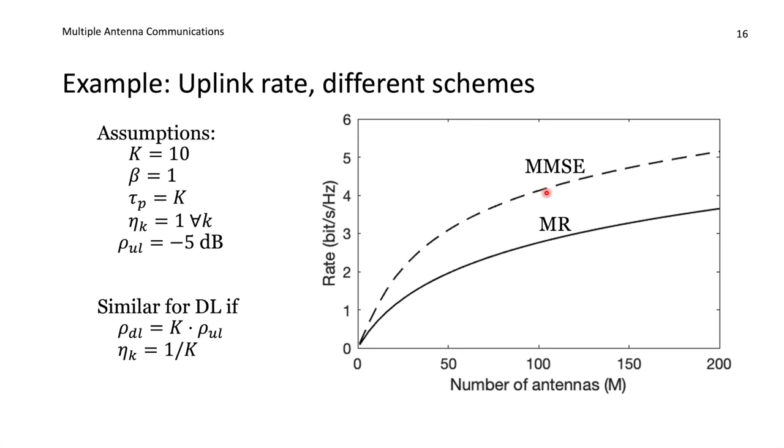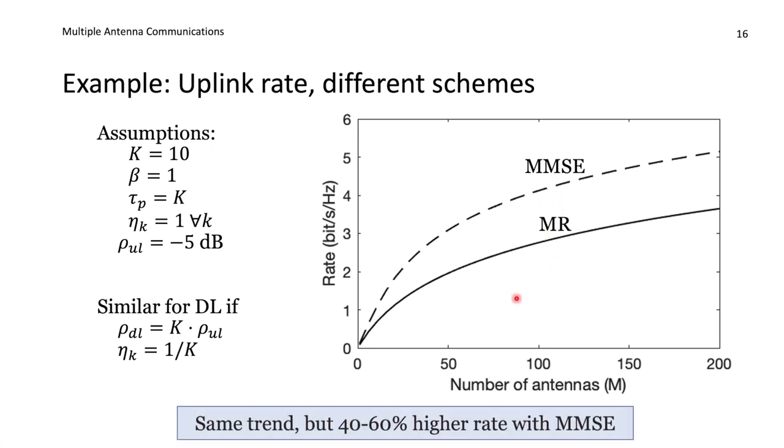But there is also a substantial gap between them. So we can get a 40 to 60% higher rate using MMSE processing than maximum ratio. And as we increase the number of antennas, this gap will actually still remain, at least to some extent. So that means that it's always better to use MMSE processing than maximum ratio. In the uplink, MMSE was the optimal choice and maximum ratio was a simplified choice.